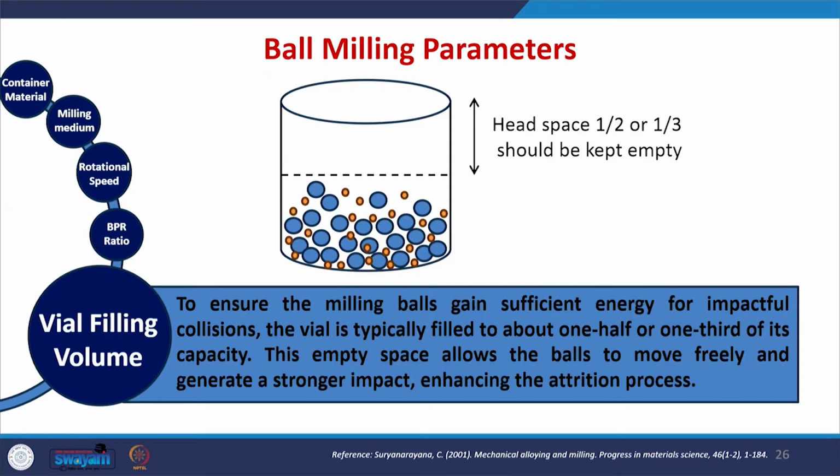The next important parameter is the vial filling volume. To ensure the milling balls gain sufficient energy for impactful collisions, the vial is typically filled to 1/2 or 1/3 of its capacity, so that it has empty space, which allows the balls to move freely, generate a stronger impact and enhance the attrition process. That is why you always have to keep this head space at least 1/3 empty, so that the balls can move freely and create more impact as well as attrition.